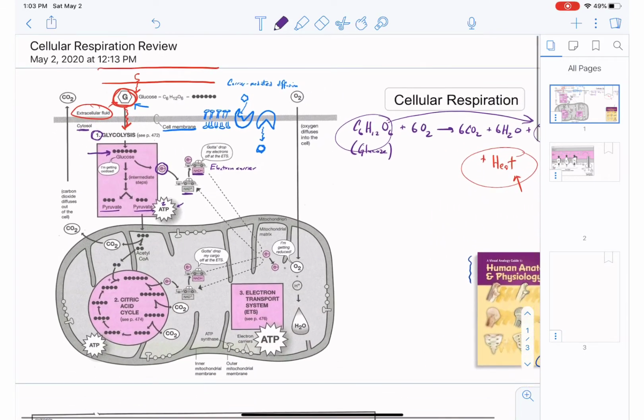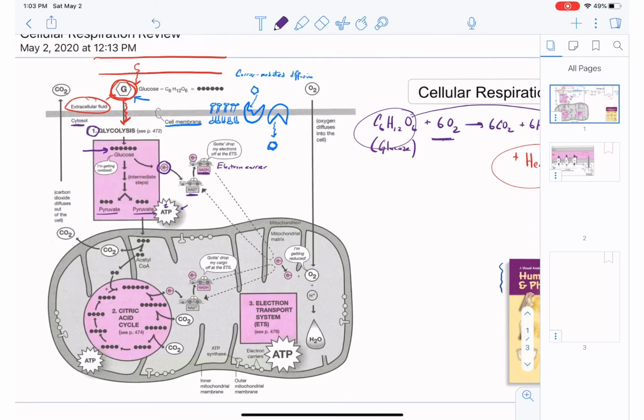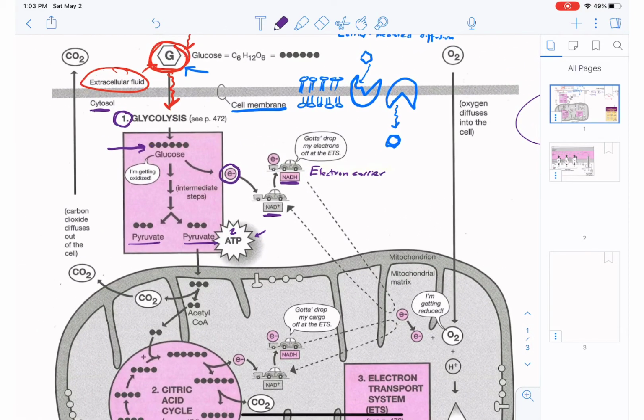Something else, cellular respiration requires oxygen, but is glycolysis using any oxygen? It's not. There's no oxygen involved, and so that makes glycolysis an anaerobic process. And it's the fact that this is an anaerobic process that prevents us from producing large amounts of ATP. To produce large amounts of ATP, as we'll see, that requires oxygen.